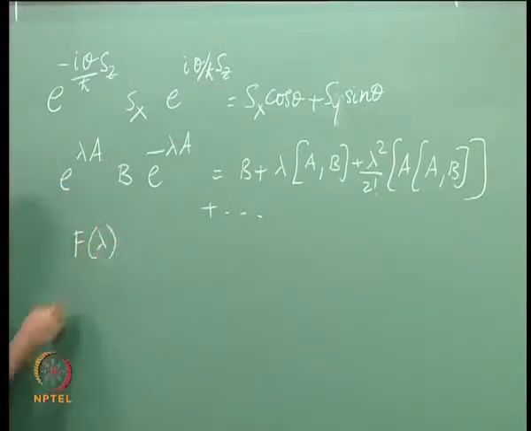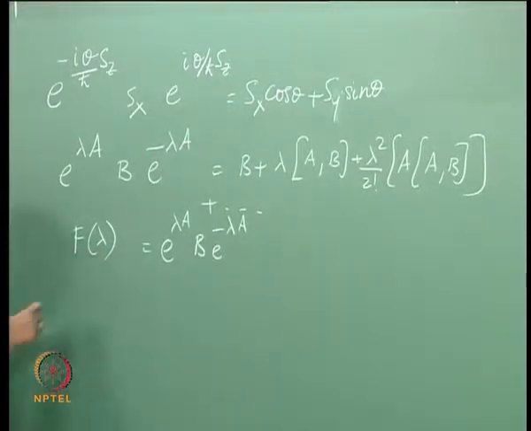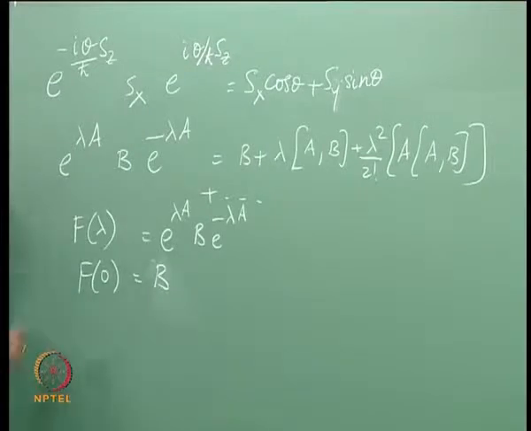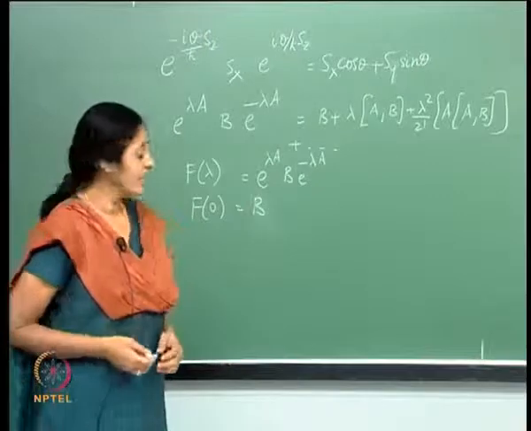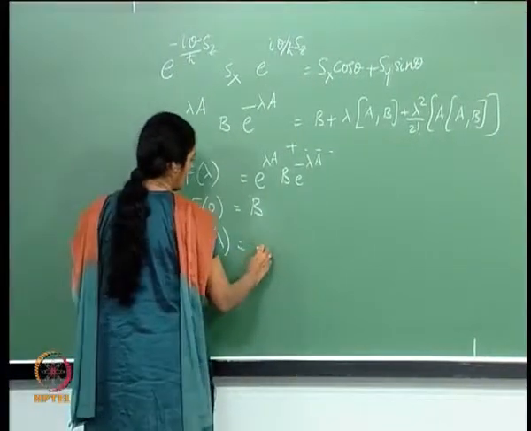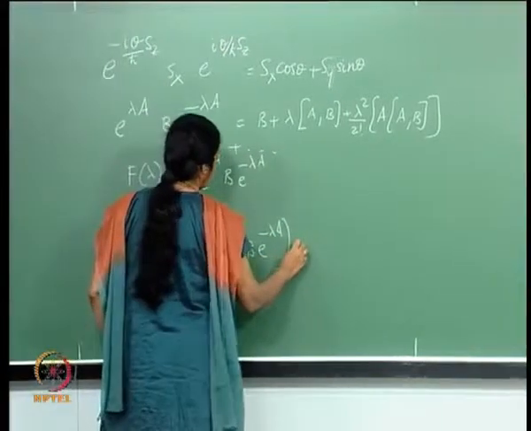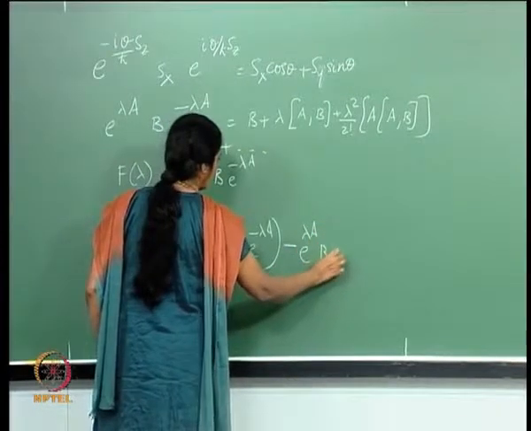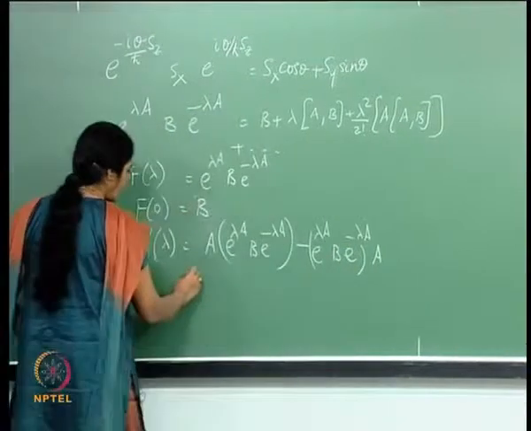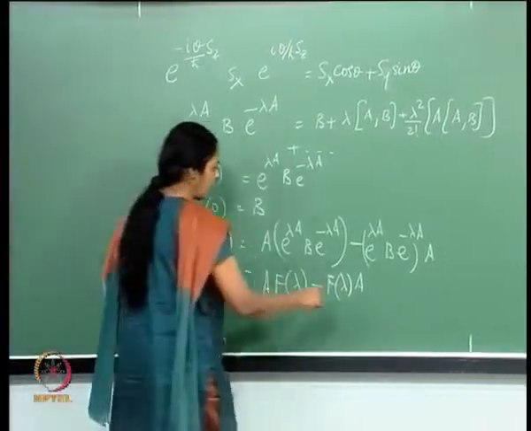So I define f of lambda as e to the lambda a, b, e to the minus lambda a. Lambda is a parameter. It is clear that f of 0 is simply b. It is assumed that a and b are Hermitian matrices. That is what is of relevance to us. So f prime of lambda, that means the differentiation with respect to lambda, gives me a e to the lambda a b e to the minus lambda a minus e to the lambda a b, I bring down the a there, e to the minus lambda a. And therefore, this object is a f of lambda minus f of lambda a. It is a commutator of a with f of lambda.